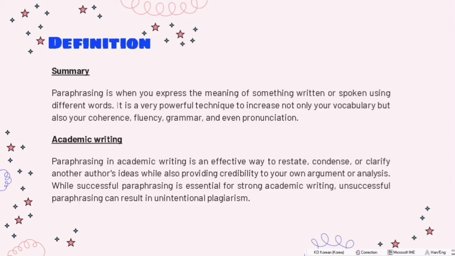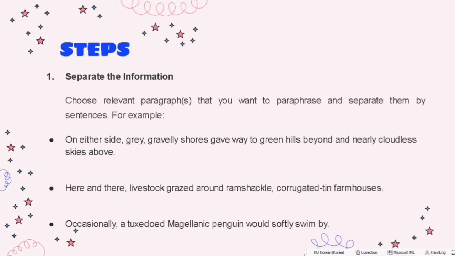So, in order for you to avoid unintentional plagiarism, here are some steps, strategies, and also tips on how to paraphrase. Now I'm going to talk about the steps on how to paraphrase. The first one is you separate the information by choosing any relevant paragraphs that you want to paraphrase, and then you separate them by sentences. Here, for example, these 3 points or 3 sentences are actually in one paragraph. So you divide them and separate them into bullet points. It helps you to get a better view of how you want to paraphrase each of the sentences.